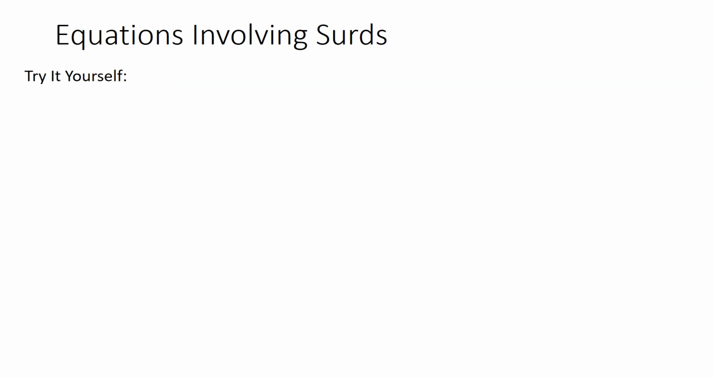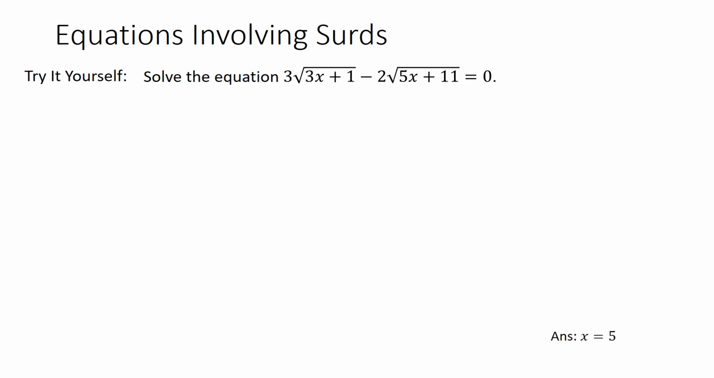You can try this example yourself. Solve the equation 3√(3x plus 1) minus 2√(5x plus 11) equals 0. You can pause the video and try to do it yourself. The answer is x equals 5.